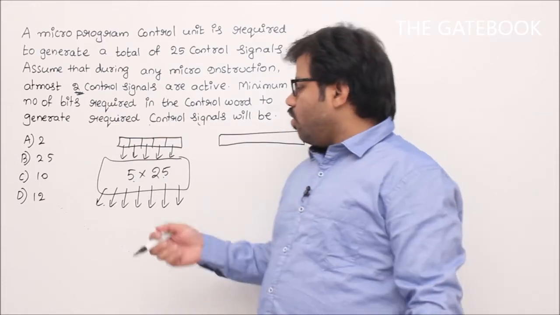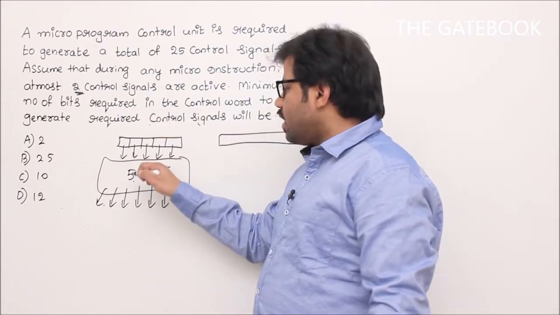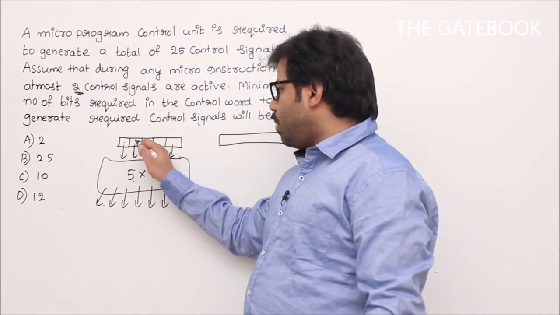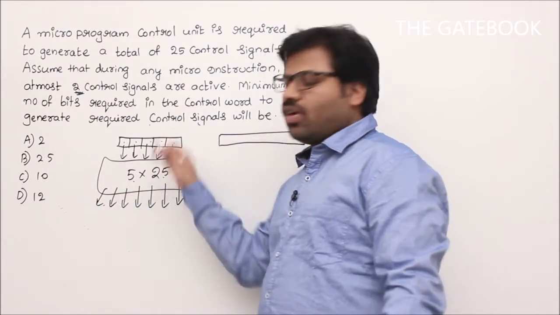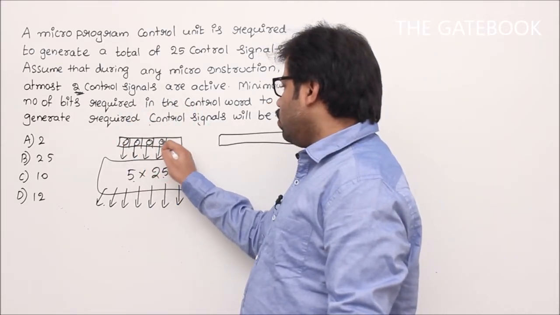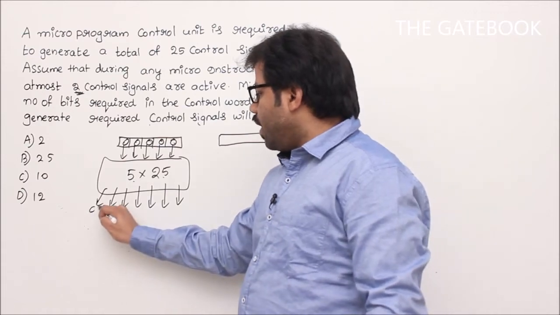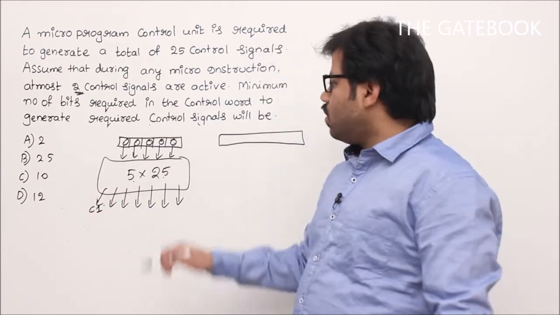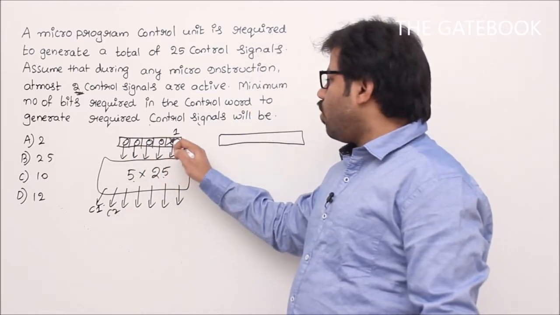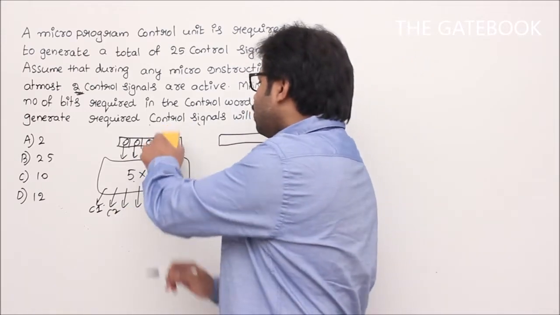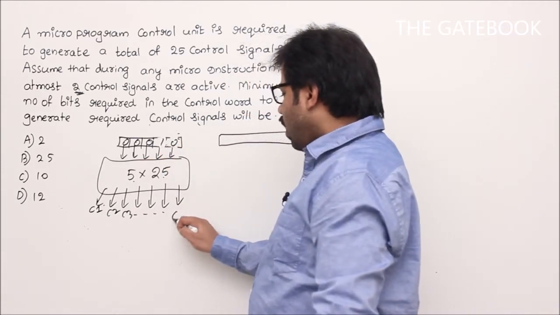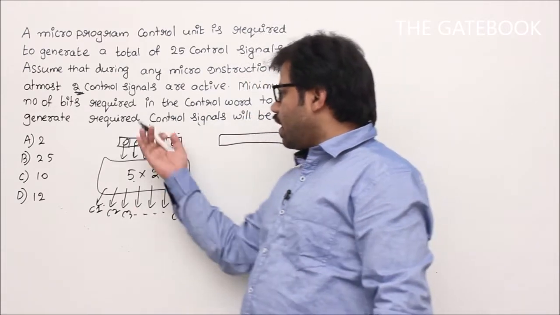So now what you do is you plan it such a way that you use these binary patterns and map them to one of the output lines. That's it. Example, let's say 0 0 0 0 0 may enable C1. 0 0 0 0 1 may enable C2. 0 0 0 1 0 may enable C3. In that way, all that C25 signals can be planned.